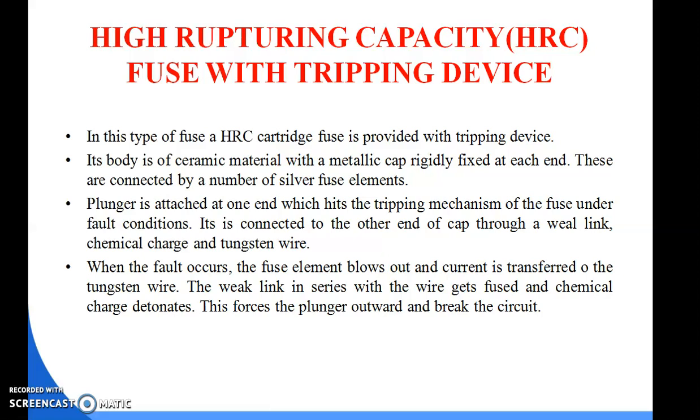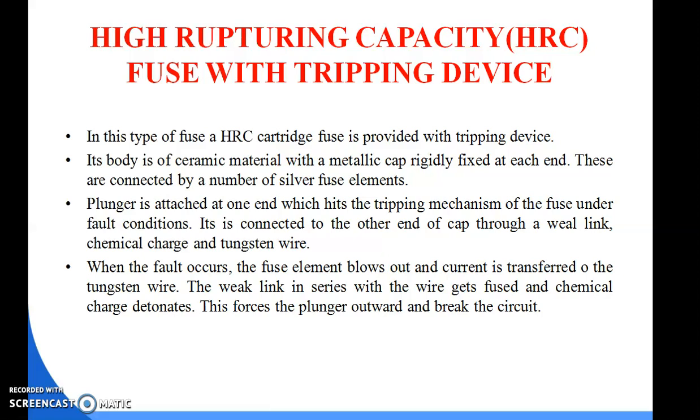It is a body of ceramic material with a metallic cap bridged and fixed at the end. Connected to these are a number of silver fuse elements. A plunger is attached at one end, which hits the tripping mechanism of the fuse under a fault condition. It is connected to the other end of the cable through a weak link, chemical charge, and tungsten wire.